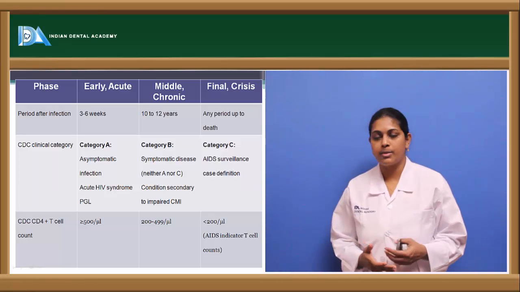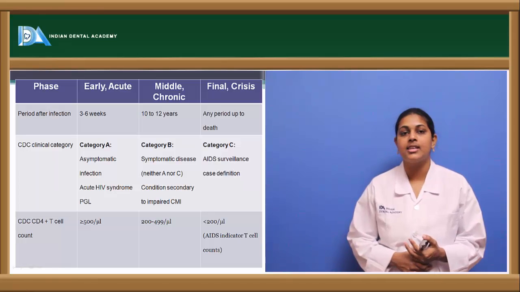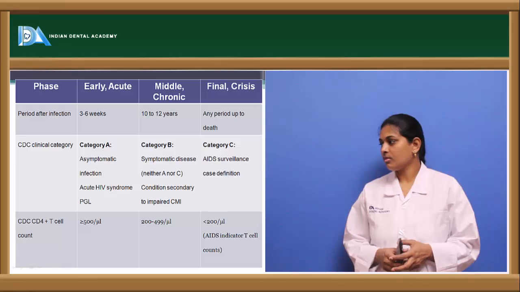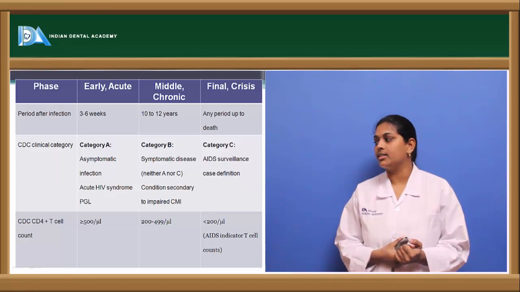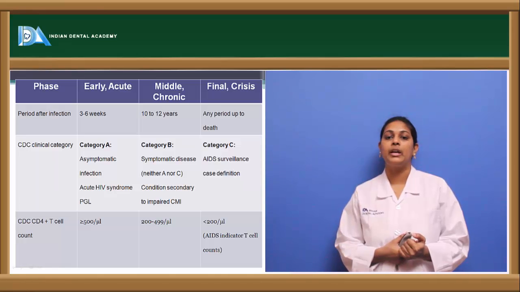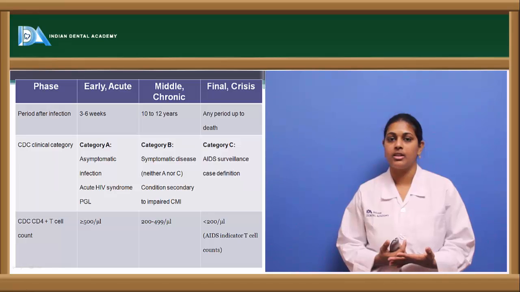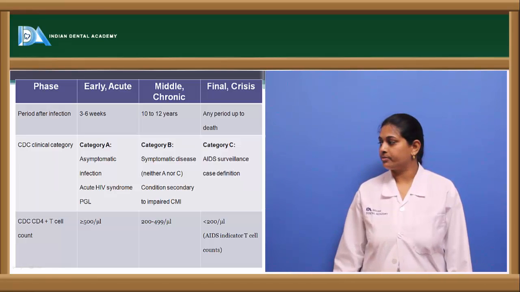We see that there is symptomatic disease, certain diseases we can see, and other than that, there is a secondary impact on the cell-mediated immunity. Coming to the third category, category C, we see the presence of complete AIDS signs and symptoms, which will be further discussed. These are the phases of the HIV.